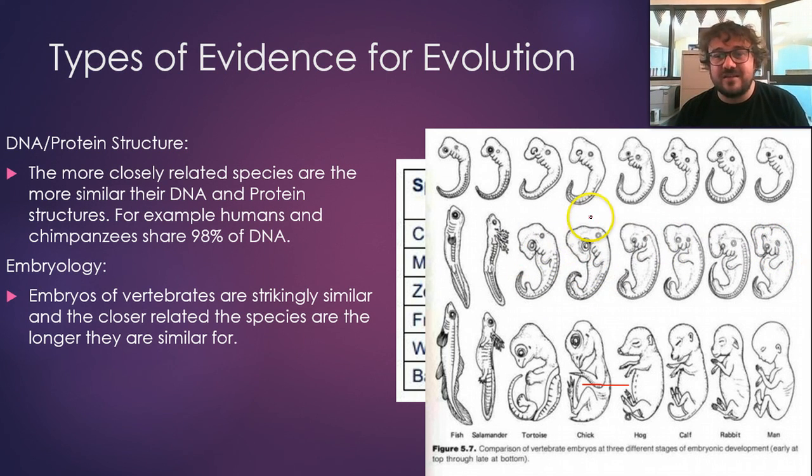But you see the chickens and the tortoise, which are actually really closely related, because they both kind of split off from dinosaurs about the same time. They kind of look the same here, where all the mammals look a bit different. And even here, all the mammals kind of look the same.